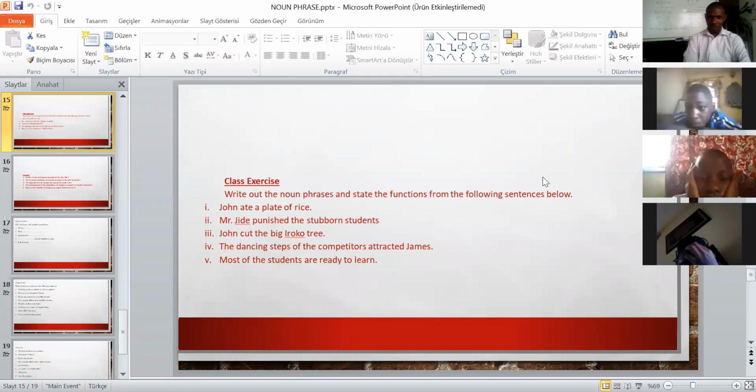Question four. The dancing steps of the competitors attracted James. What is the noun phrase in number four? The dancing steps of the competitors attracted James.